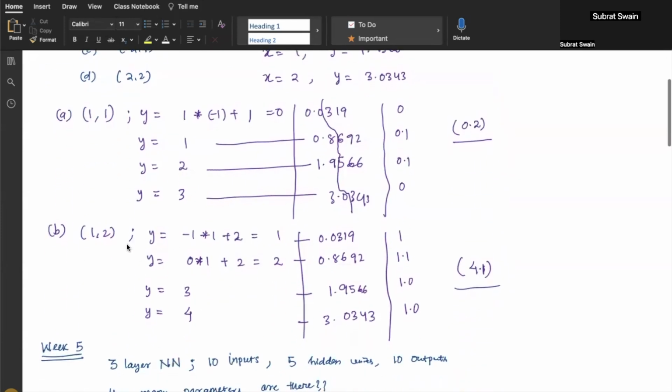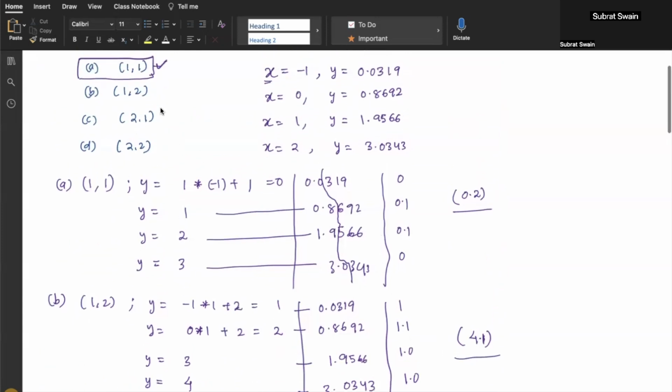So similarly, when we try with 1 and 2, the value increased. So the value comes out to be, earlier it was 0, 1, 2, 3. Now it is 1, 2, 3, 4. Okay. So similarly, the difference also increased, and it is like 1, 1.1, 1.0, and 1.0.